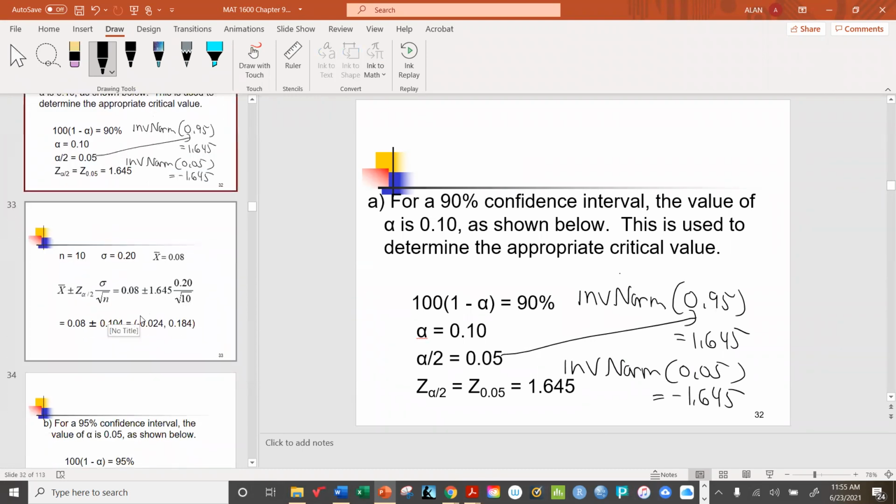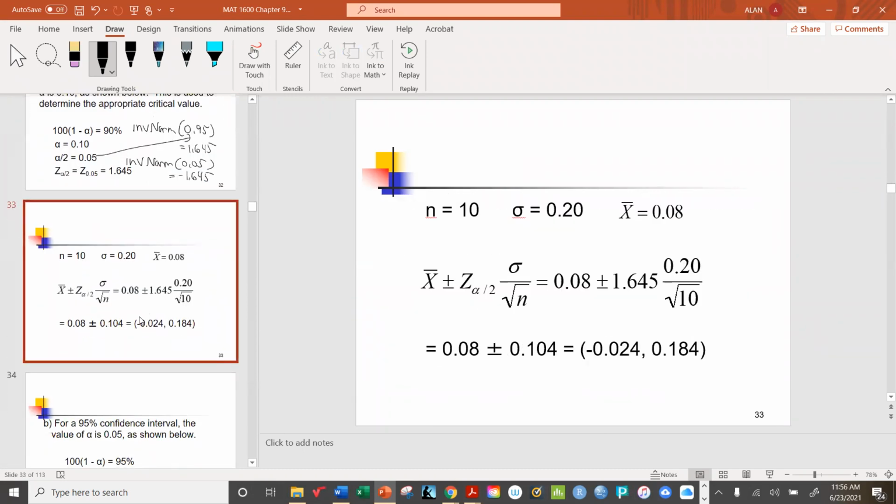So now we can plug everything into our formula. Look at how easy this is. So you've got n, you've got sigma, you've got x bar, now you've got z.